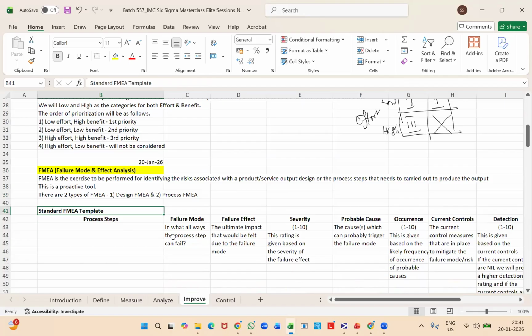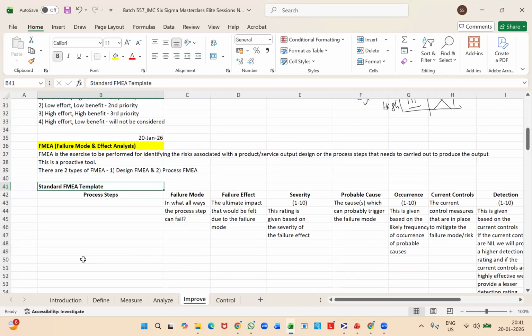So in case of design FMEA, we will have the design features listed down in the first column. In case of process FMEA, we will list down all the process steps in the first column. That's the only difference. All the other column headers you would find in the standard FMEA template will be the same for both design FMEA as well as for the process FMEA, right? So we'll quickly look at the contents that are part of this standard FMEA template, and it will also give you an idea as to how to conduct this FMEA exercise, right?